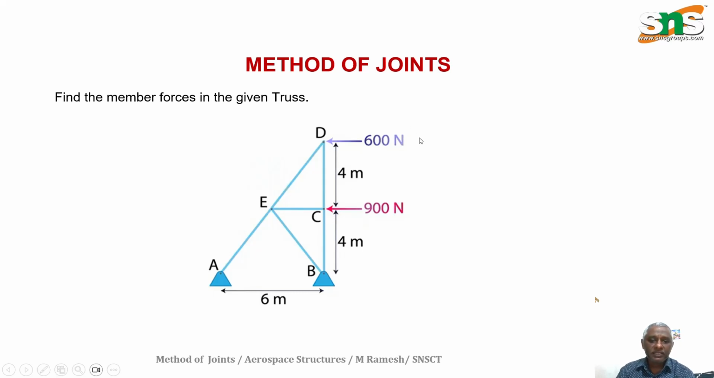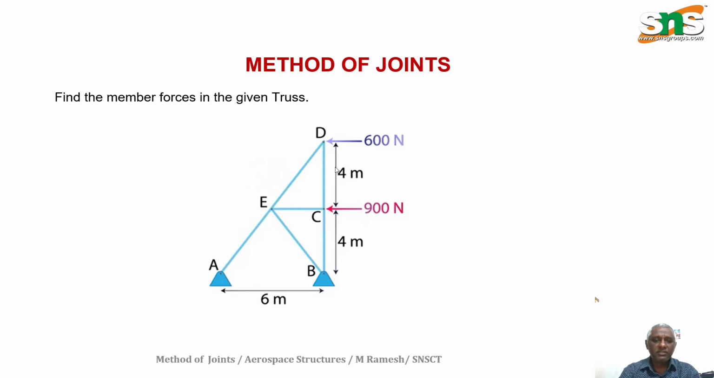Another, external load is acting at joint D, that is 600 Newton, and 900 Newton at joint C. And the distances are given. The vertical distance from C to D is 4 meter, C to B is 4 meter, and the horizontal distance from A to B is given as 6 meter. These distances are given to find out the angle of inclination of the given members. For that purpose only it is given. So we have to use the mathematical analysis approach for finding the member forces.